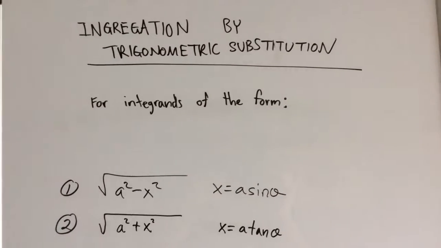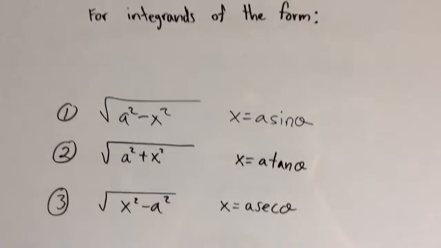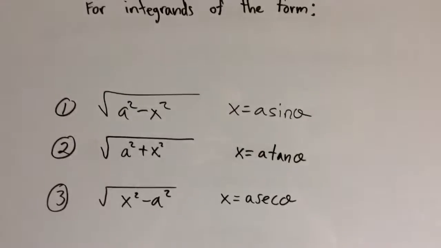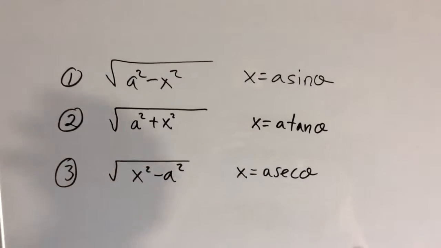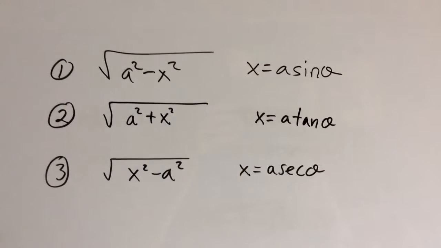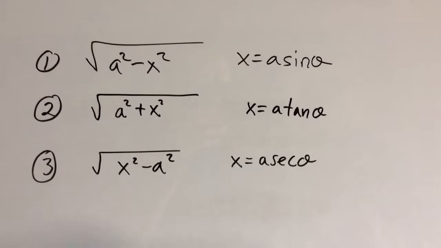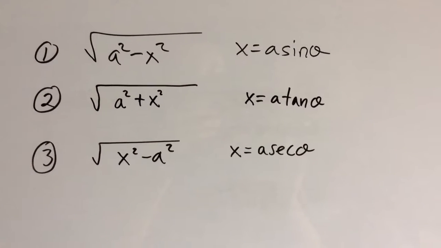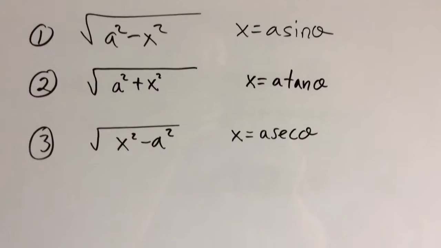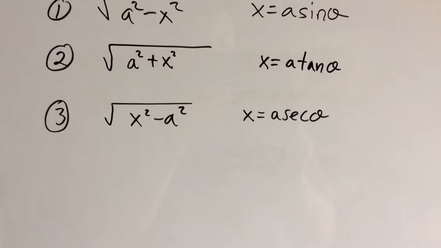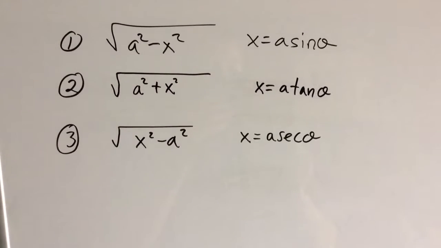Hey everyone, today in this video we'll be talking about integration by trigonometric substitution. There are three main formulas to note for integrating when we have an integral of the form a squared minus x squared. We use x equals a sine theta. When it's a squared plus x squared under the integral, we use x equals a tangent theta. And finally, when it's x squared minus a squared under the integral, we use x equals a secant theta.